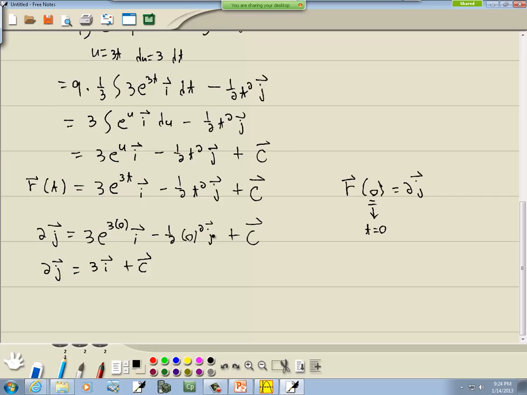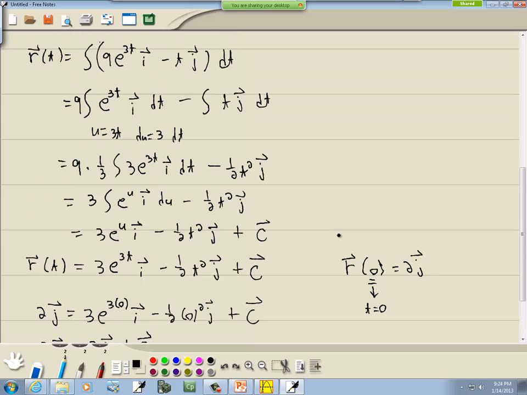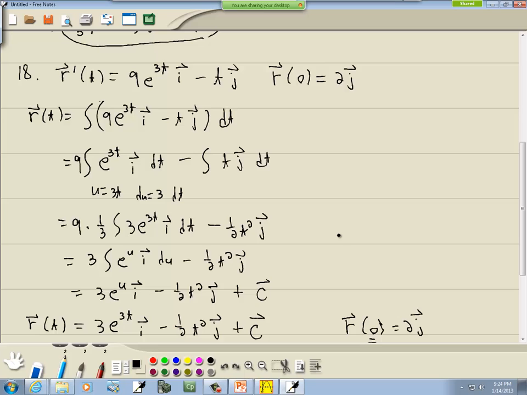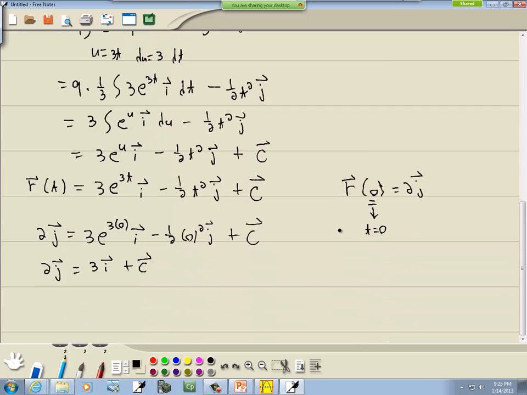I really thought that one would work out differently. Let me just double check myself here real quick. So plug 0 in for that. That's going to go away. It's fine the way it came out, but now I'm solving for c, so I'm going to take 3i over. So I got negative 3i plus 2j equals c. So we found out what this constant vector is.